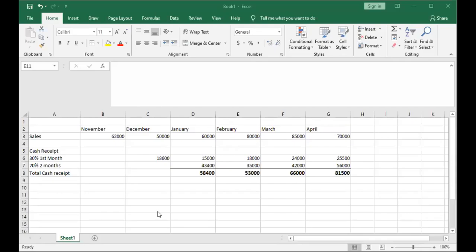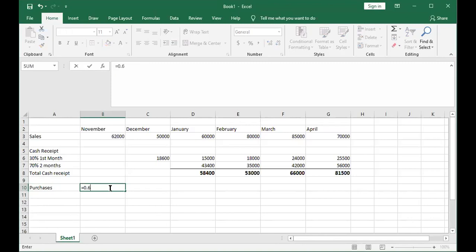So before we calculate the disbursement, you have to know the purchases first. So let us calculate the purchases. It tells you that purchases is equal to 60% of the following month. So you have to calculate first. 0.6 times the following month.